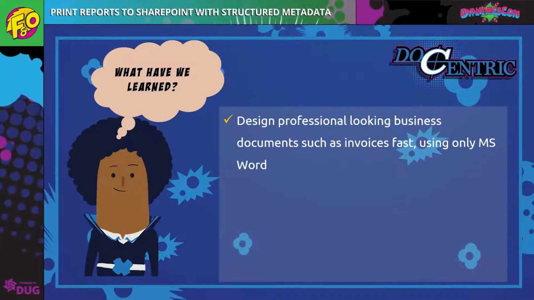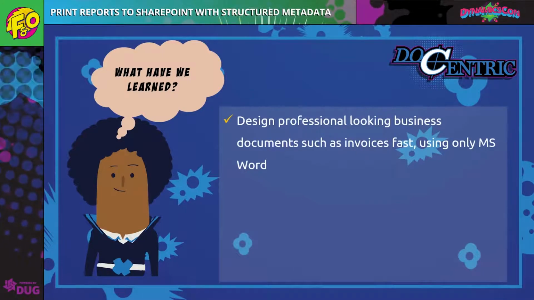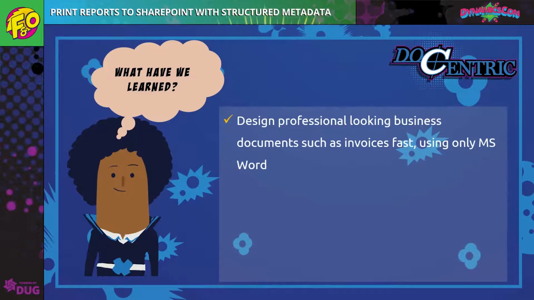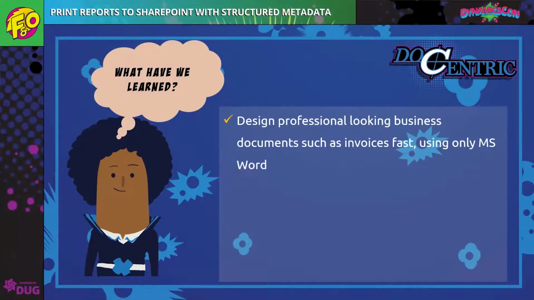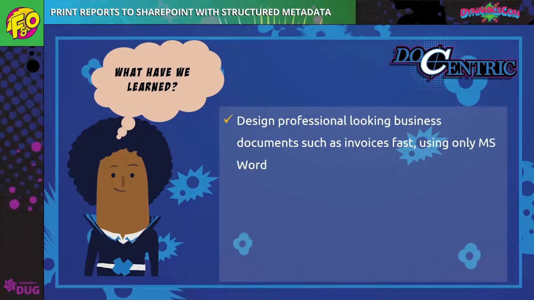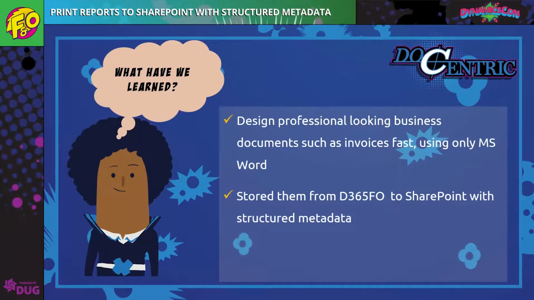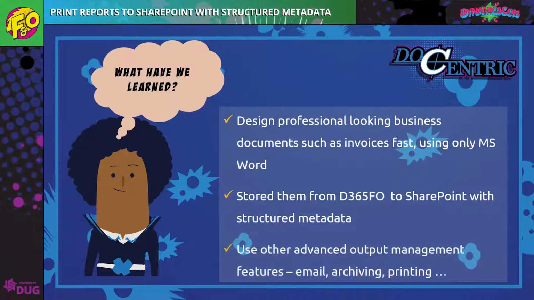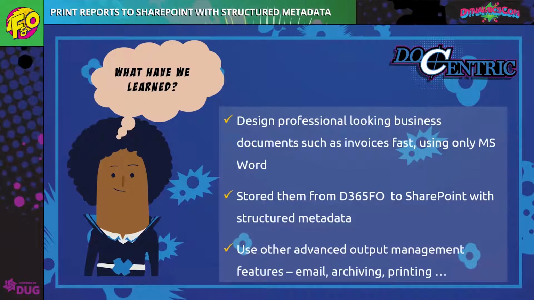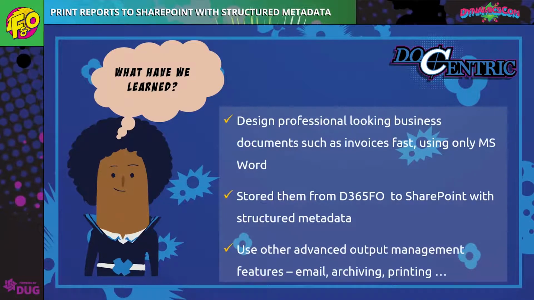Let's now summarize what we have learned so far. I have shown you how you can design professional-looking business documents such as invoices or orders fast using only Microsoft Word, and spend only hours instead of days. Then we stored them from D365 F&O to SharePoint with structured metadata. And while doing that, we quickly looked at other advanced output management features such as emailing.